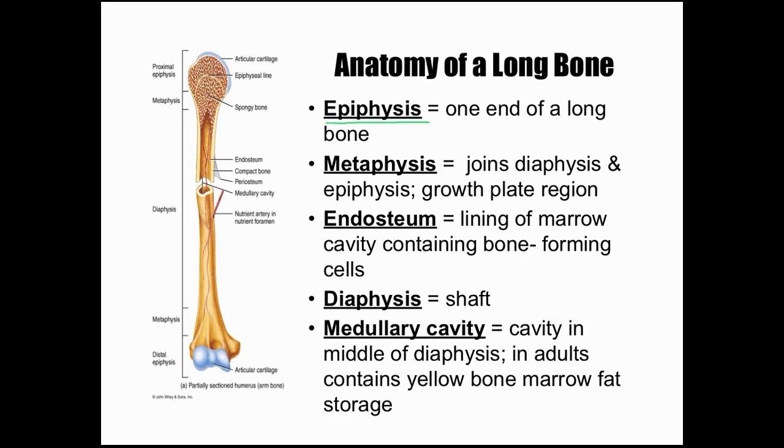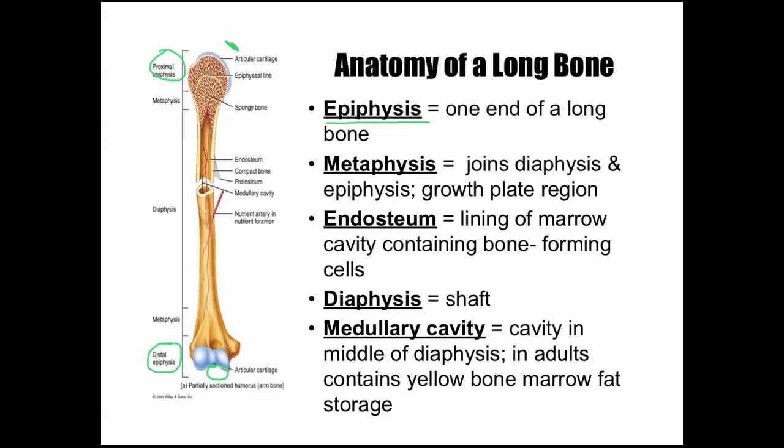You can see this is called the proximal epiphysis. That means it's closer to the middle of your body, like where your hip would join right there. And this is the distal epiphysis, which is further away from your torso or your body. This is where your kneecap would be. So there are 2. Both ends of the long bones make up the epiphysis.